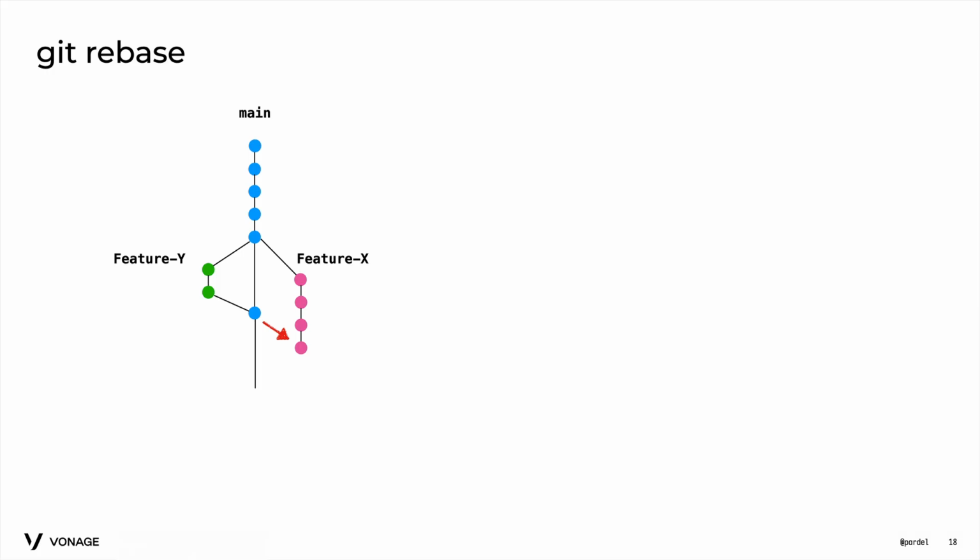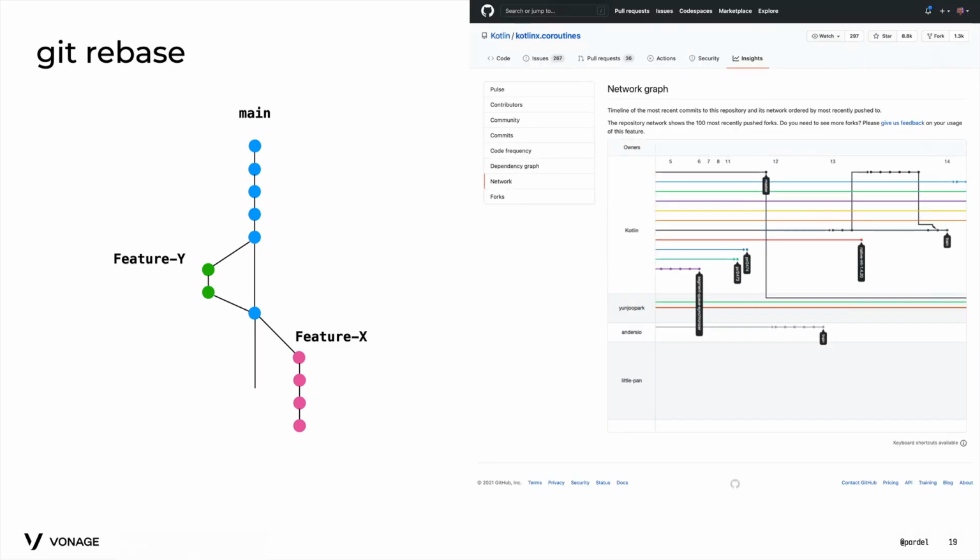This process is called rebasing and effectively means moving the base commit from which a branch was started. When we rebase the feature X branch, its starting point moves to the commit we're rebasing from. Usually this is the last commit in the origin branch. It's also worth mentioning that there is nothing special about the main branch. It doesn't have any special privileges or permissions. The rebase operation can be performed between any 2 branches. The screenshot to the right shows, on the same Kotlin coroutines project, the current active branches and the relationships between them.